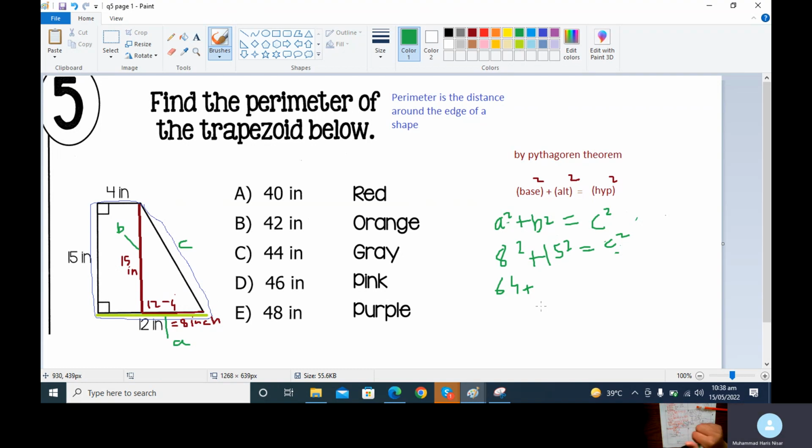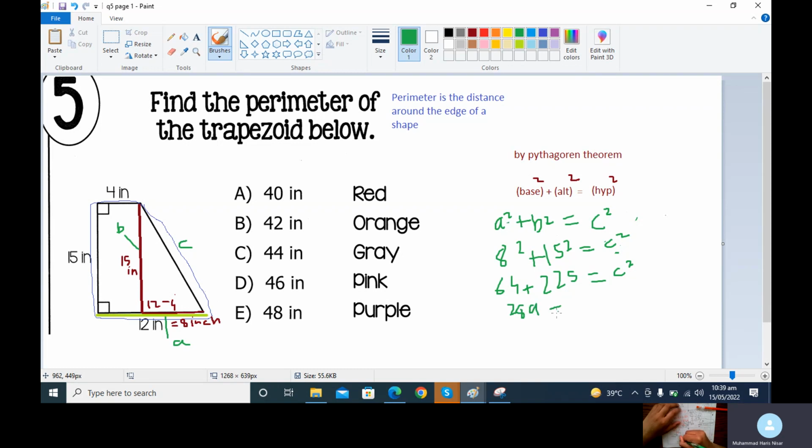So a squared plus b squared equals c squared. 8 squared plus 15 squared equals c squared. 8 squared is 64. 15 squared is 225. 64 plus 225, very good, is equal to c squared. Now add them: 289 equals 289. Very good.